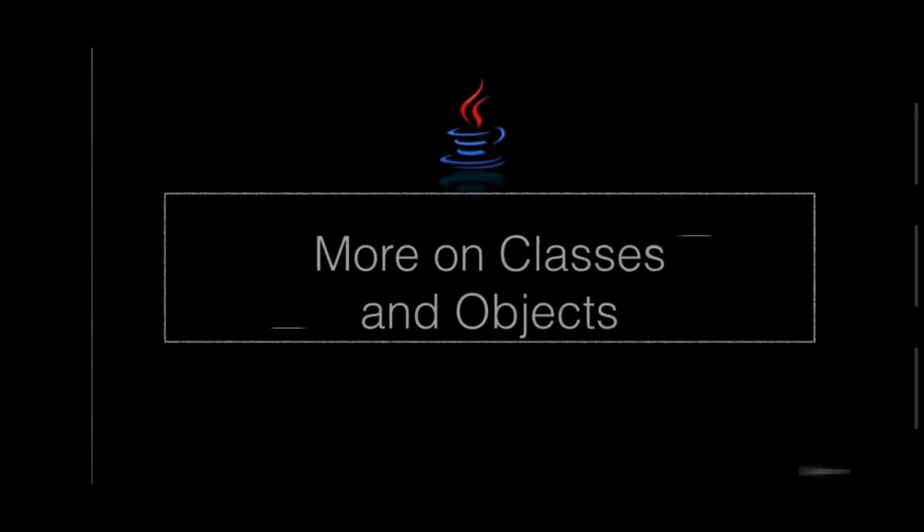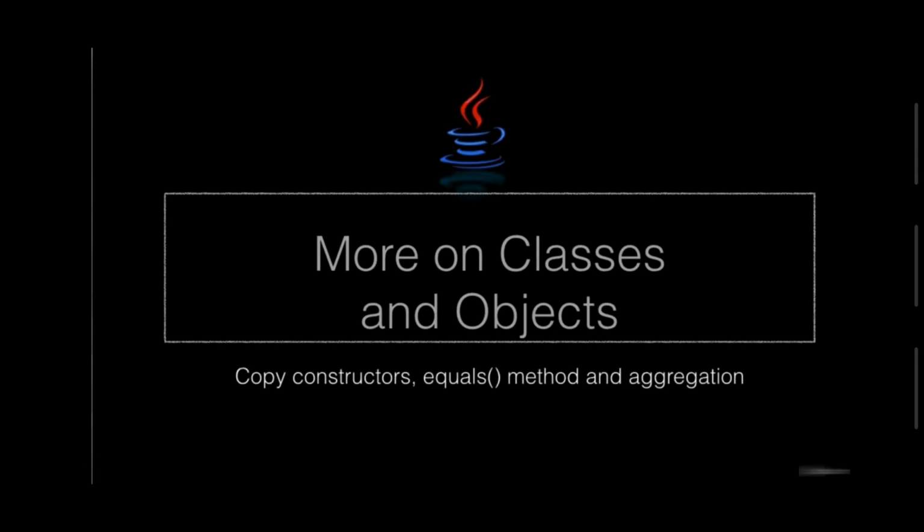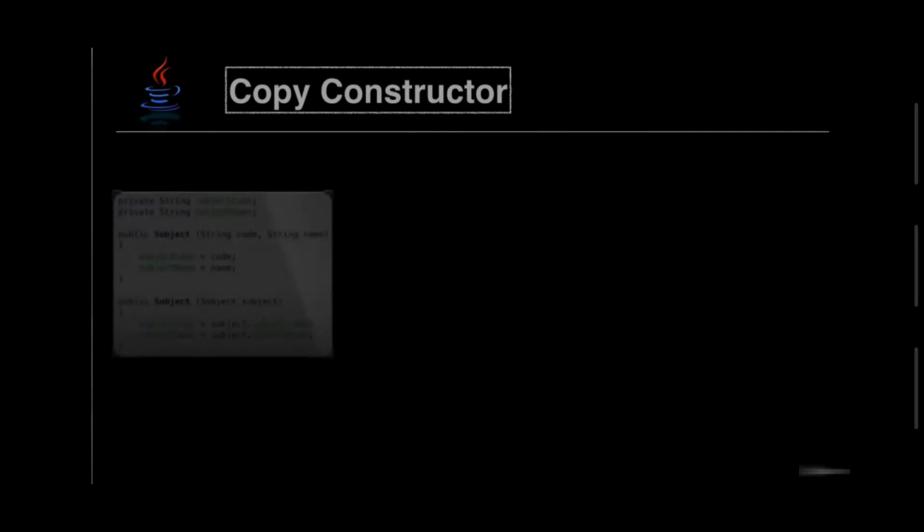In this video, I will talk a bit more about classes and objects. We will talk about copy constructors, the equals method to compare objects of the same class, as well as aggregation. What is a copy constructor? A copy constructor is a constructor that creates a copy of an existing object of the same class.